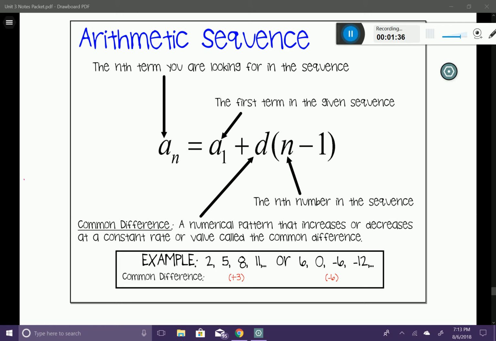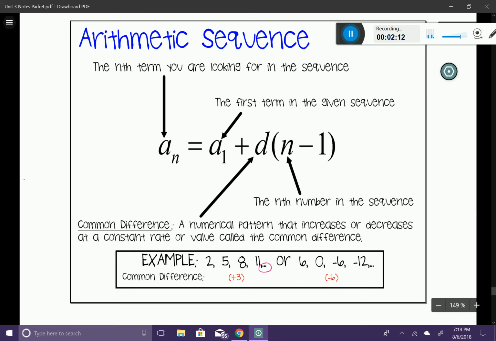For example, you can see my examples below. I have the sequence 2, 5, 8, and 11. And you can see that these four numbers are increasing at a rate of positive 3. The dot, dot, dot at the very end of the sequence means that it's going to continue at that same rate. Therefore, the common difference is going to be 3 in this example. The second example, 6, 0, negative 6, negative 12, you can see that it is decreasing by 6. Therefore, your common difference is going to be a negative number, negative 6.